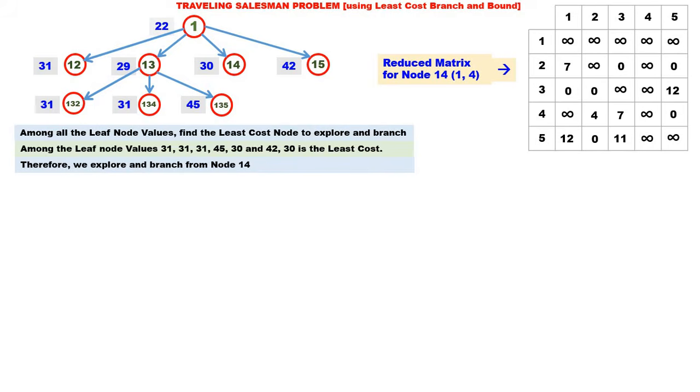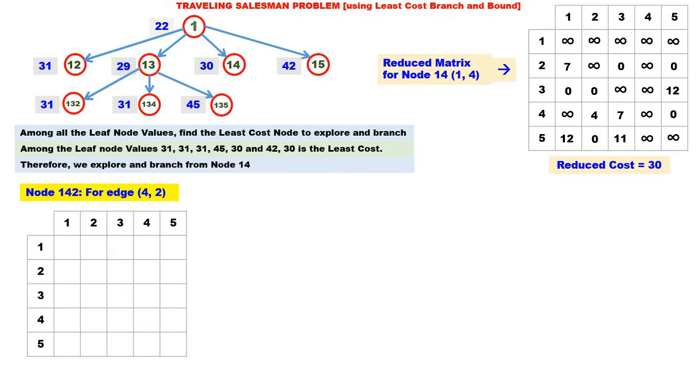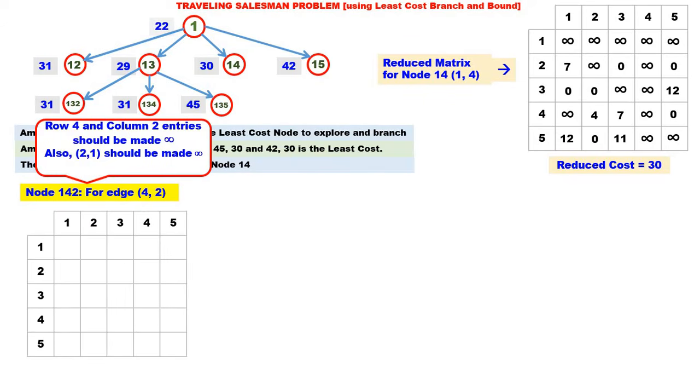1 to 4, 4 to 2, 4 to 3, 4 to 5. Three possibilities are there. First we shall consider 1 4 2, and the reduced cost is 30 as you know. The edge is 4 2 here. When the edge is 4 2, row number 4 and column number 2 entry should be made infinity, and again 2 to 1 should be made infinity.